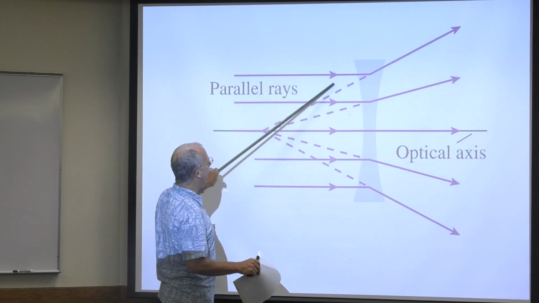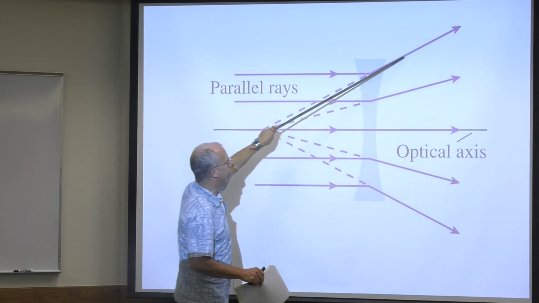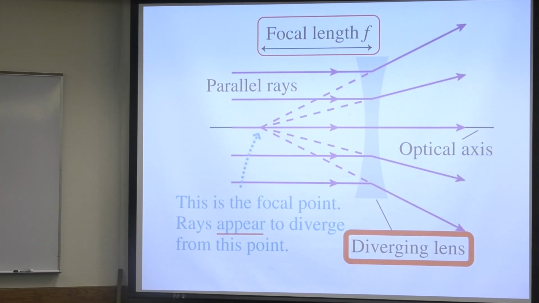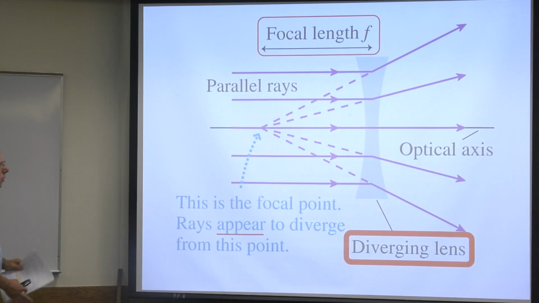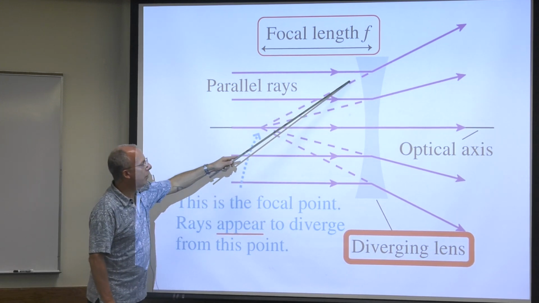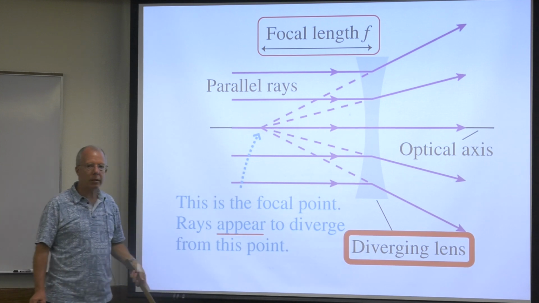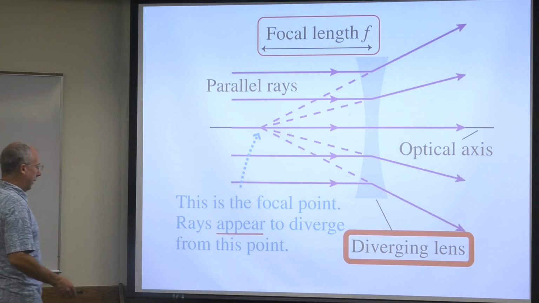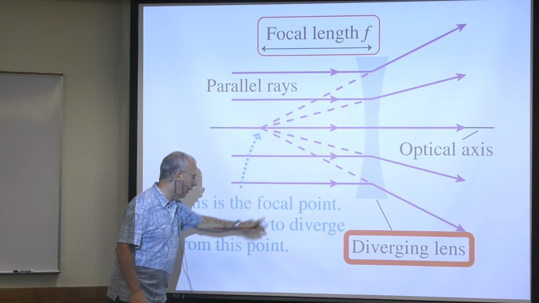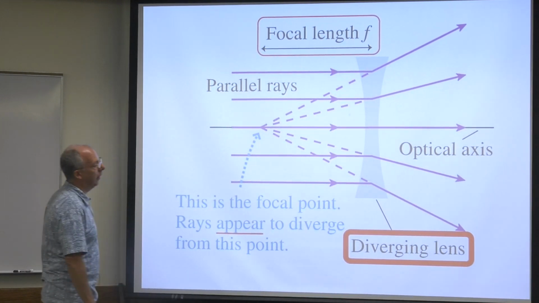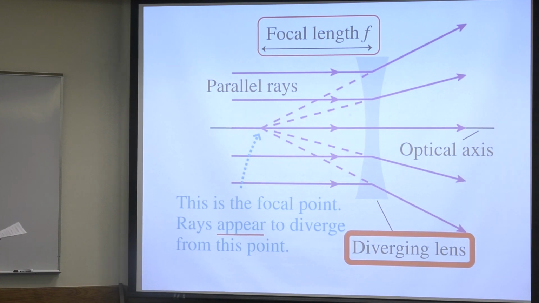Here you have these parallel rays. They diverge. So where's the focal point? I have to backtrack, right? So this is the focal point. Rays appear to diverge from this point. So we have a diverging lens, focal length. Now, when we draw these dotted lines, is it real light? No, it's not real light at all. That's why it says here: this is the focal point. Rays of light appear to diverge from this point.